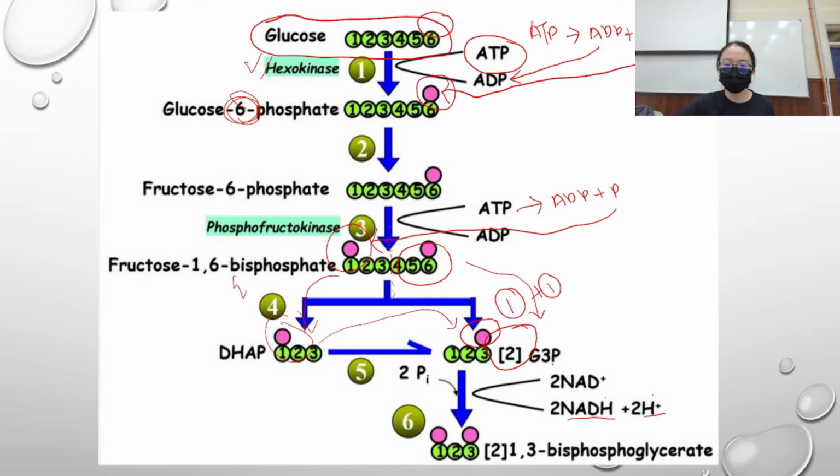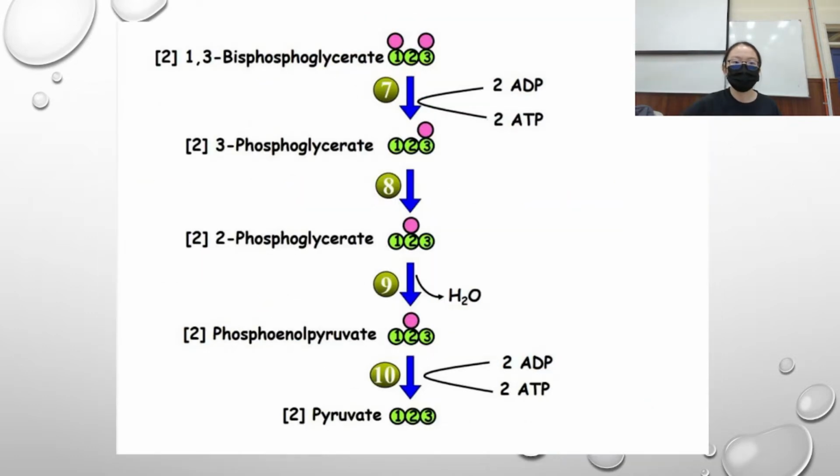Okay, so each G3P, remember, transfers 2 hydrogen atoms. Transferring hydrogen means it undergoes oxidation. And phosphorylation means the first carbon of G3P gains a phosphate group again. So the name is 1,3-biphosphoglycerate. For 1,3-biphosphoglycerate, now we can see they have 2 phosphate groups.